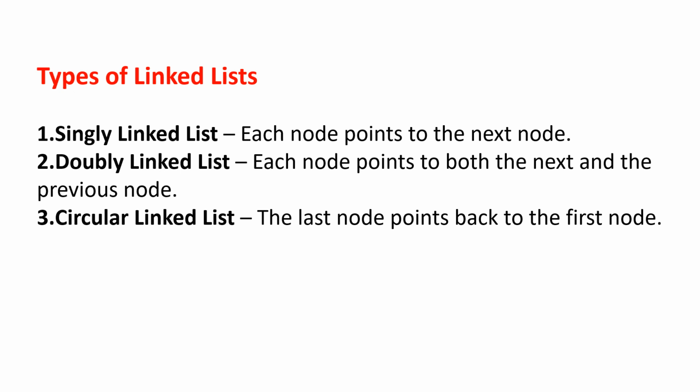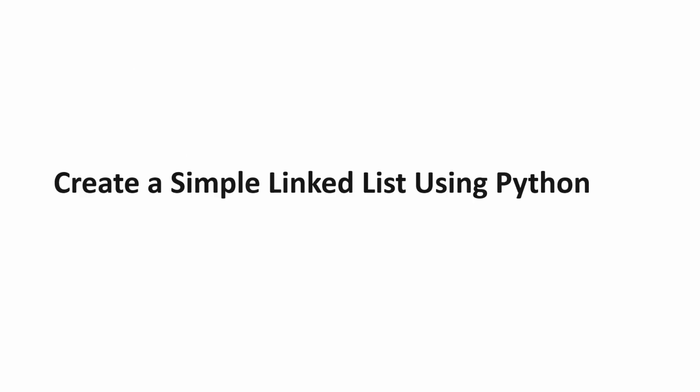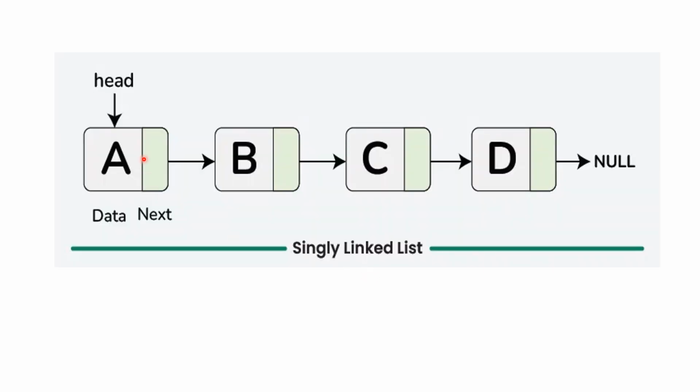Now let us know more about a single linked list. Now let us see how to create a simple linked list using Python. You can see the single linked list structure here. The node A has two partitions: A, and the next partition is called the address. That is managed by the operating system. No need to remember the address.